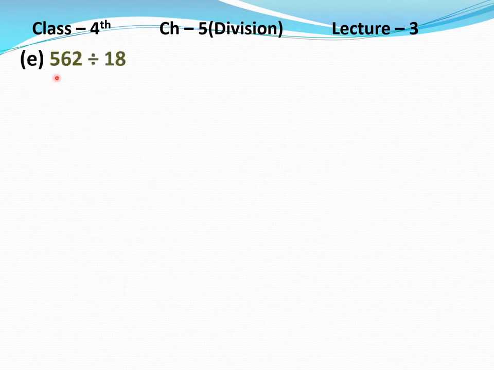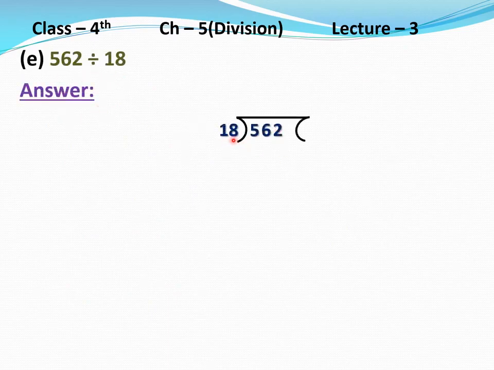Now E part. 562 divided by 18. Write down answer. Make a sign like this. Write 18 here and write 562 here. Clear? 18 multiply 3 equal to 54. Write 54 here and write 3 here. Now we will do subtraction. 6 minus 4, 2. Write 2 here. 5 minus 5, 0. Write 0 here.